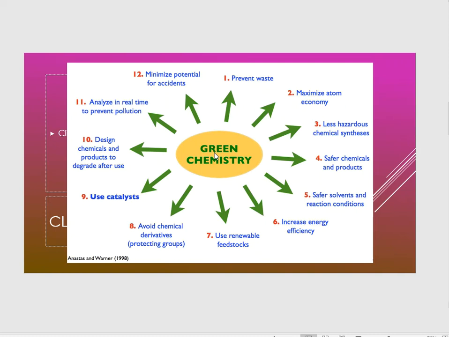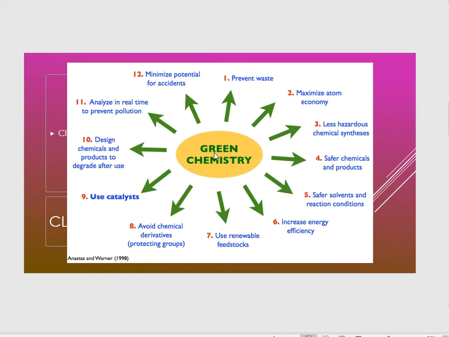Number 8, avoid chemical derivatives, or what we would call protecting groups. A chemical derivative is basically like a side product, right? These are kind of unexpected products that could happen in my flask or my reaction, or it could be an expected product that I just do not want and I want to get rid of. So if we can minimize all of those side reactions and really drive the reaction toward the product that I want, then I get a higher product yield, and it makes this synthesis route and this reaction a little more worth it.